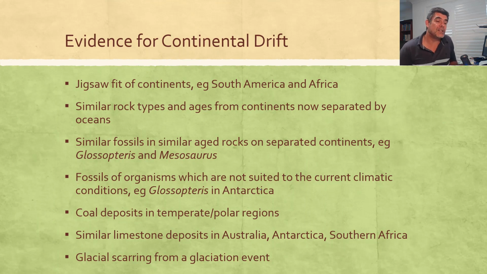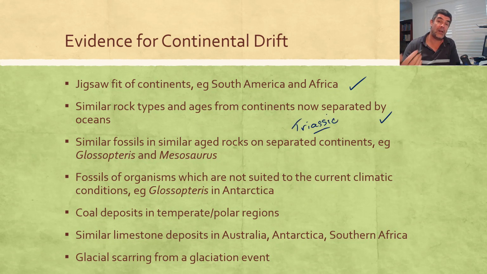Here's a summary list of all of these things that I've just briefly talked about, and it's important to keep track of each of these. I think it's a good way that you start to build up some of the areas of evidence around continental drift. So we've talked about the jigsaw fit, and we've talked about the fact that there are similar rock types and the ages of those rocks being around the Triassic.